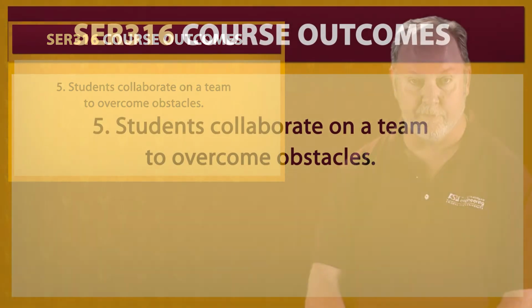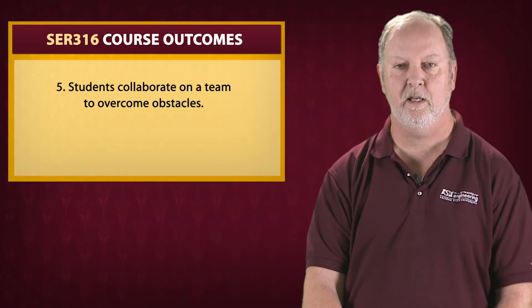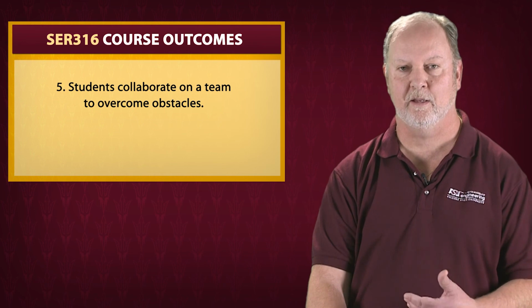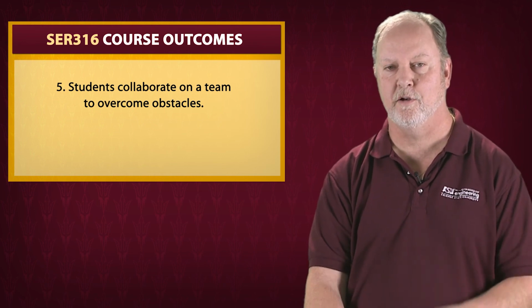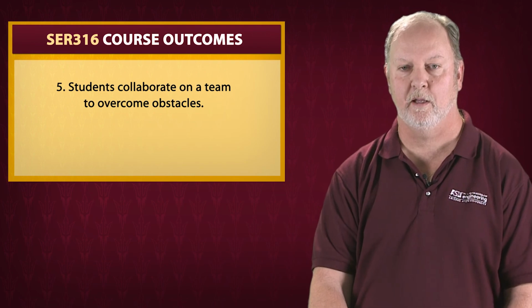And then finally, course outcome 5, students collaborate on a team to overcome obstacles. This is our teamwork communication one. You'll have prior teamwork and communication courses in like SER316. It is a common thread through the software enterprise courses. Part of that learning in context isn't just the technical context and the software engineering process context, but the human context, working with others to arrive at the best solution.